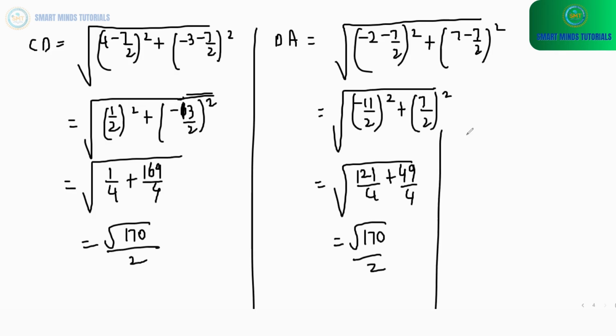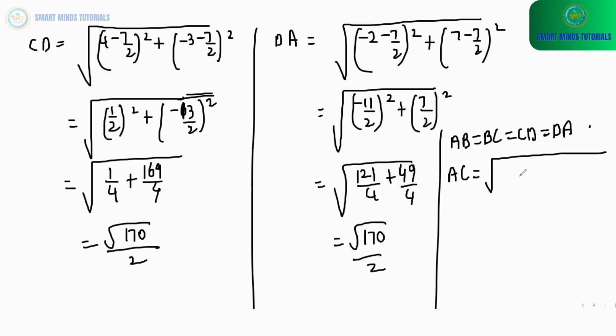So what did we conclude here? AB is equal to BC is equal to CD is equal to DA. Now we need to find AC and BD. We need to check the diagonals, whether they are equal or not. If diagonals are equal, it forms a square. If diagonals are unequal, it forms a rhombus. But for both square and rhombus, all the four sides are equal.